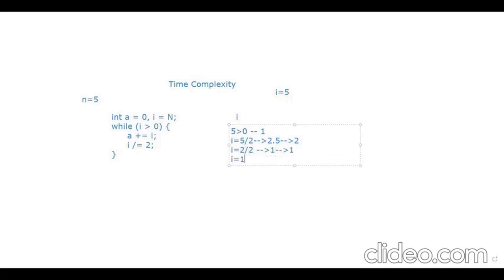After that, i is equal to 1 by 2. Here we get 0.5, approximately 0. So there are only 3 iterations performed by this pseudocode. So for each iteration, the n value becomes halved. So that we can write this as big O of log n.